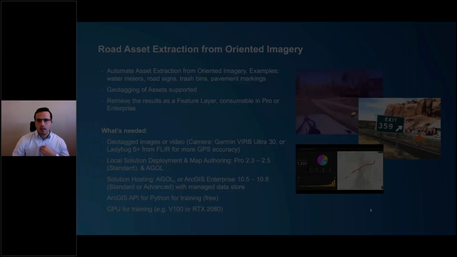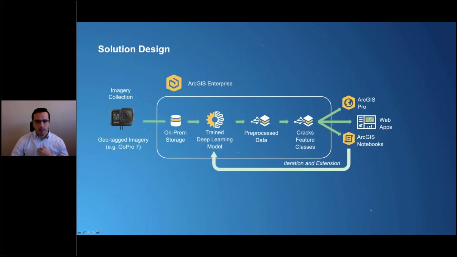Okay, so moving forward with the use cases, that's the solution design, by the way, for this. So you have some device to collect the imagery mounted on a vehicle. This could be a GoPro 7 or Garmin, for example. And then in ArcGIS Enterprise, you would have an on-premise storage to store those geotagged images. You have a deep learning model that you have trained using ArcGIS Learn, for example. And you can deploy this as an item on portal. And then you do some pre-processing and post-processing to enhance the results.